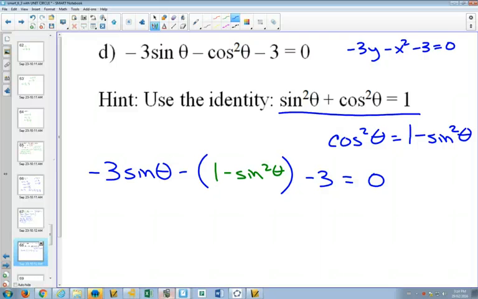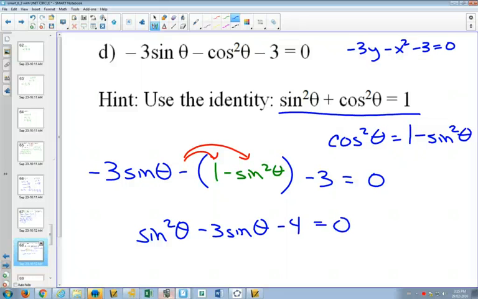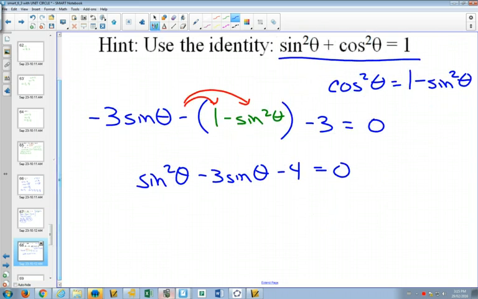And what that does is it changes my equation. Once I distribute this negative, I'm going to get a plus sine squared theta. I still have minus 3 sine theta. Minus 1 minus 3 gives me minus 4 equals 0. Now I only have the one variable. Now I can see if I can factor.